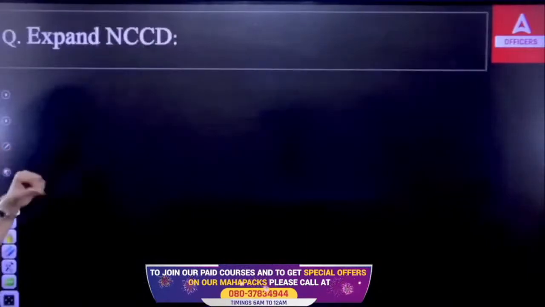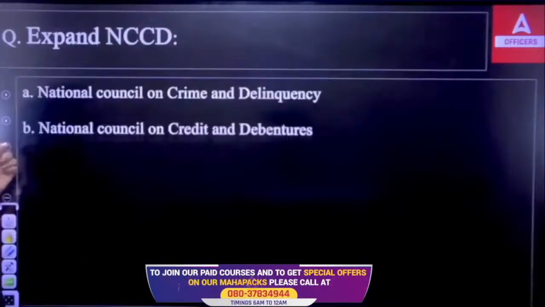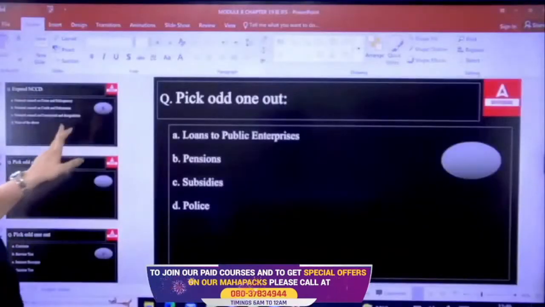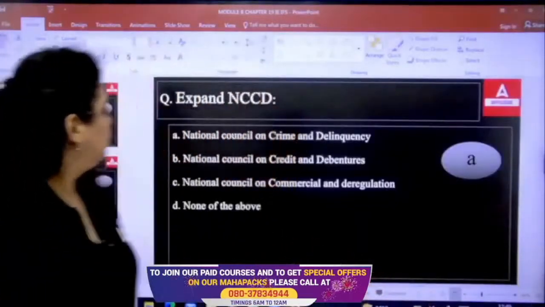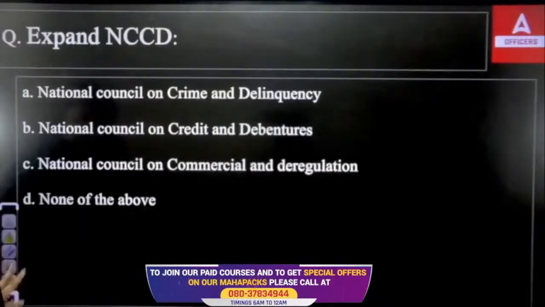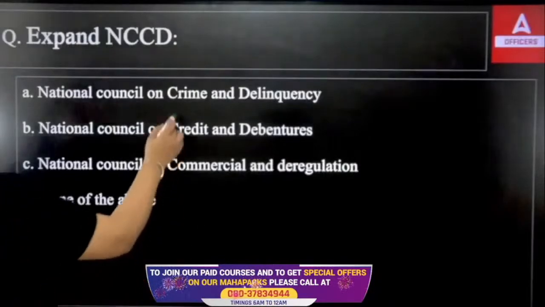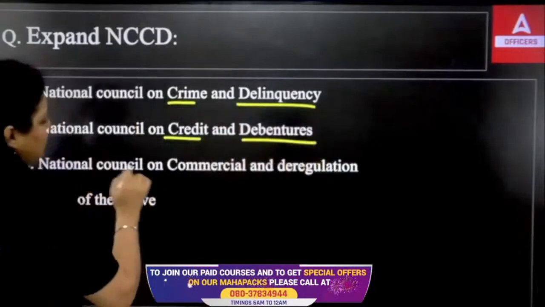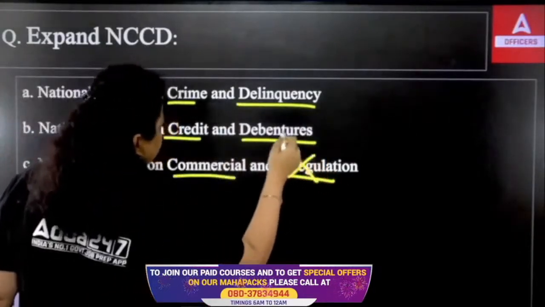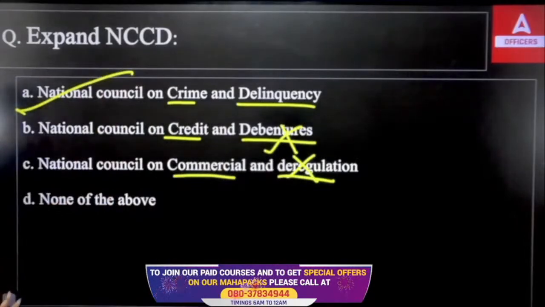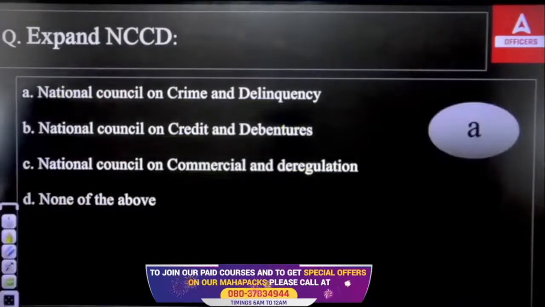Now, expand NCCD. Which of the following is the full form of NCCD? Okay, this is the NCCD. The options are: National Council on Crime and Delinquency, National Council on Credit and Debentures, National Council on Commercial and Deregulation. The right answer is National Council on Crime and Delinquency, so the right answer will be option A.